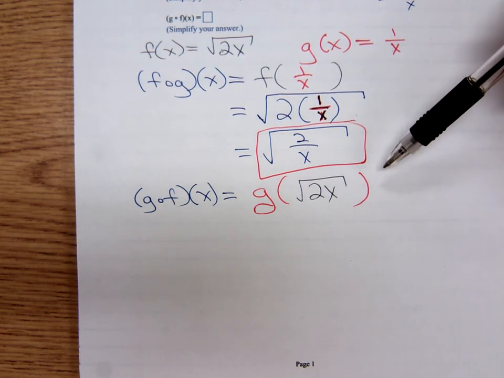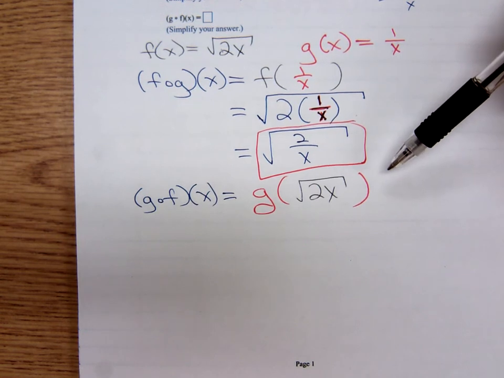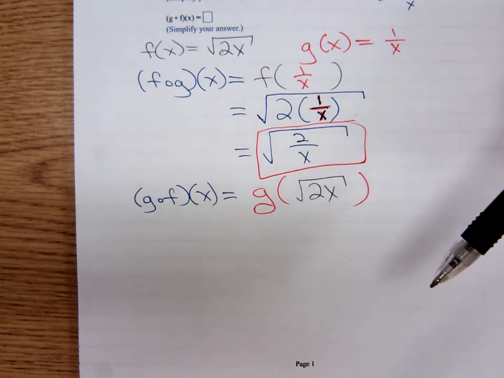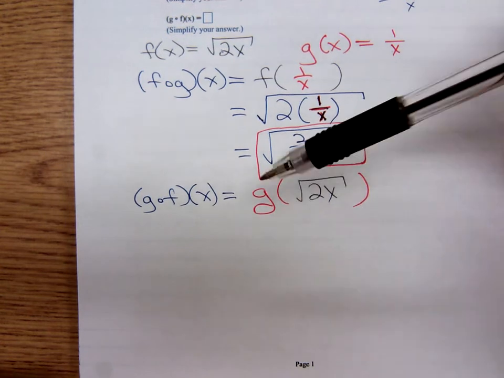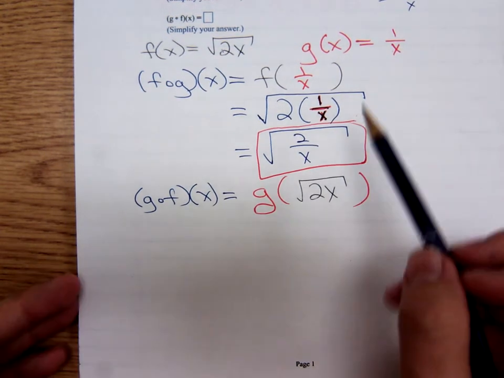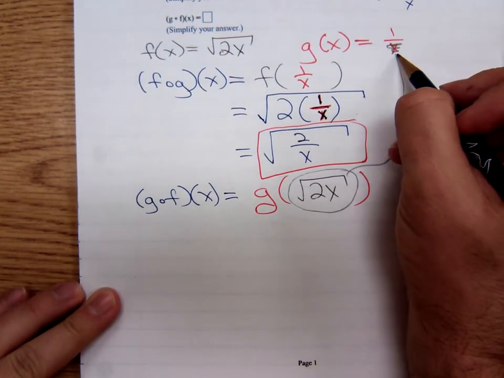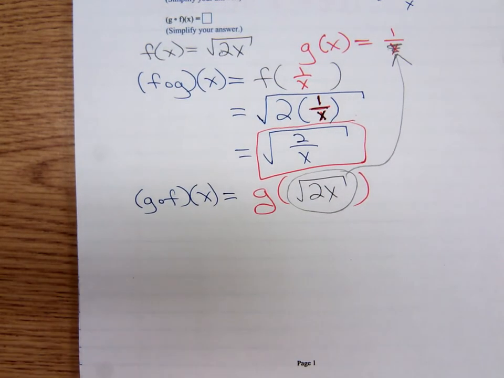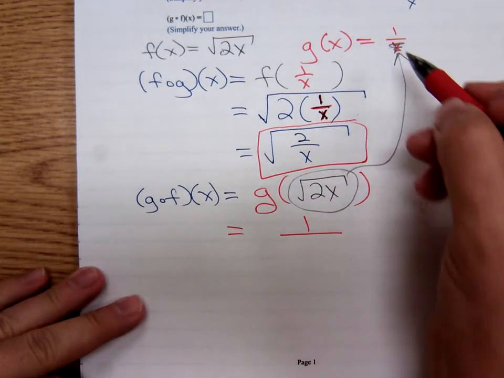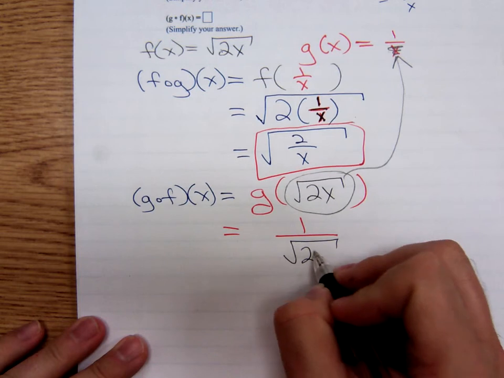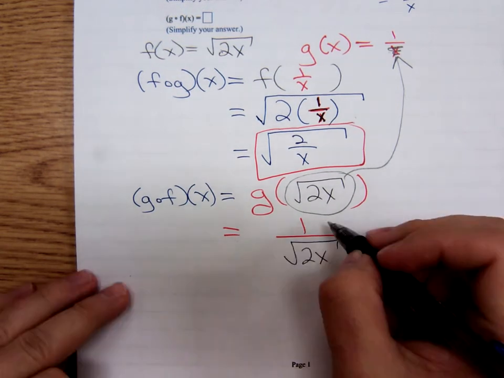So this is saying g of the square root of 2x. That's saying go to the function blank, and everywhere you see a variable, plug in blank. What are we going to fill in those blanks with? Go to the function g, and everywhere you see a variable, replace it with the square root of 2x. So we have a 1 over the square root of 2x for my final answer.